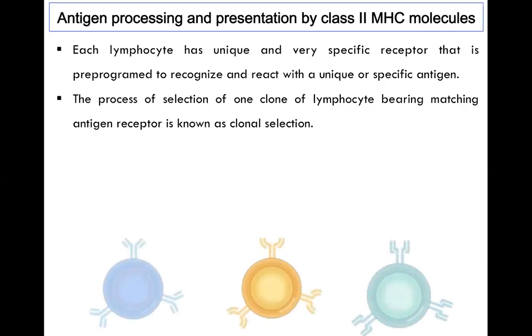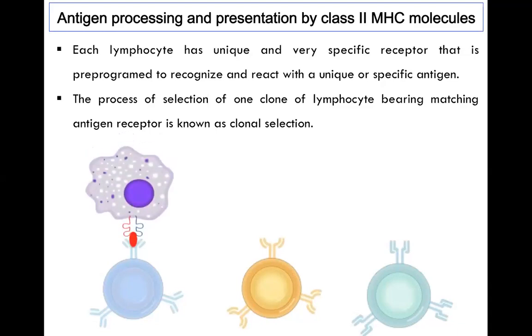It means that after processing the foreign pathogen particles and changing them into fragments, they move toward the APC surface. After that, those APCs migrate toward the lymph node. And why the lymph node? Because each lymph node has a unique and very specific receptor that is pre-programmed to recognize and react with a unique or specific antigen.